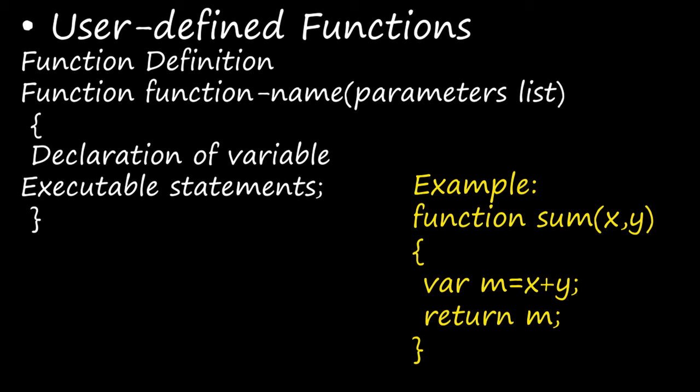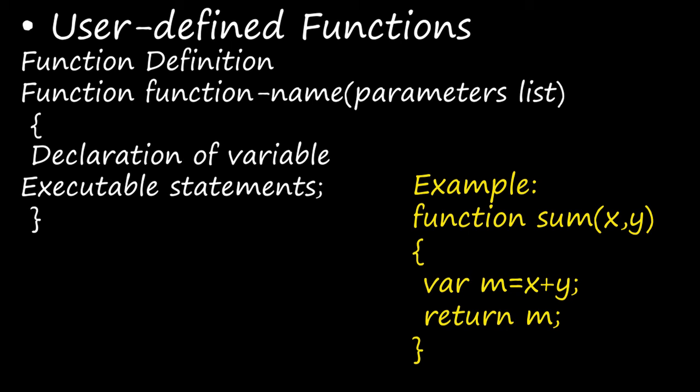For example, if you want to enter the parameters x and y, it will be written as function sum, and inside the brackets x comma y. And then the function body must be enclosed by braces. That means we have to start and end with braces only. That is what they have mentioned here.